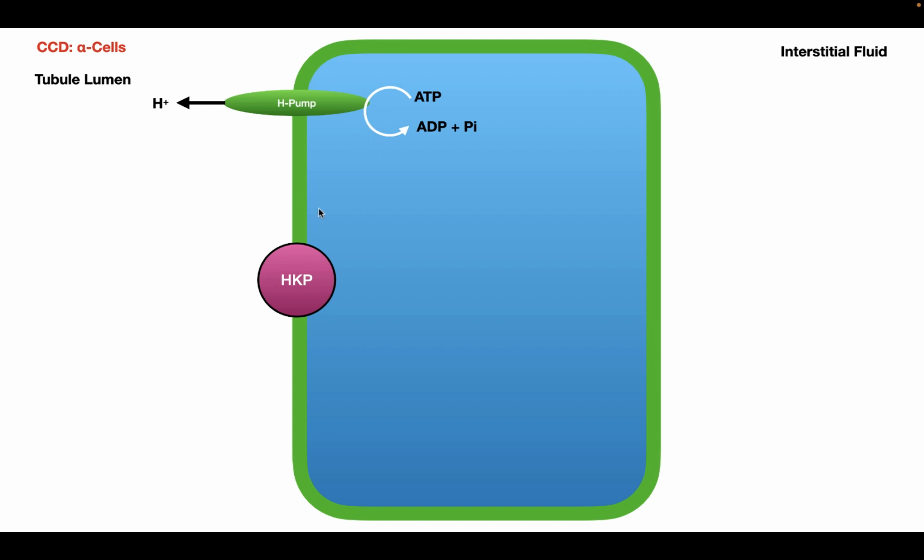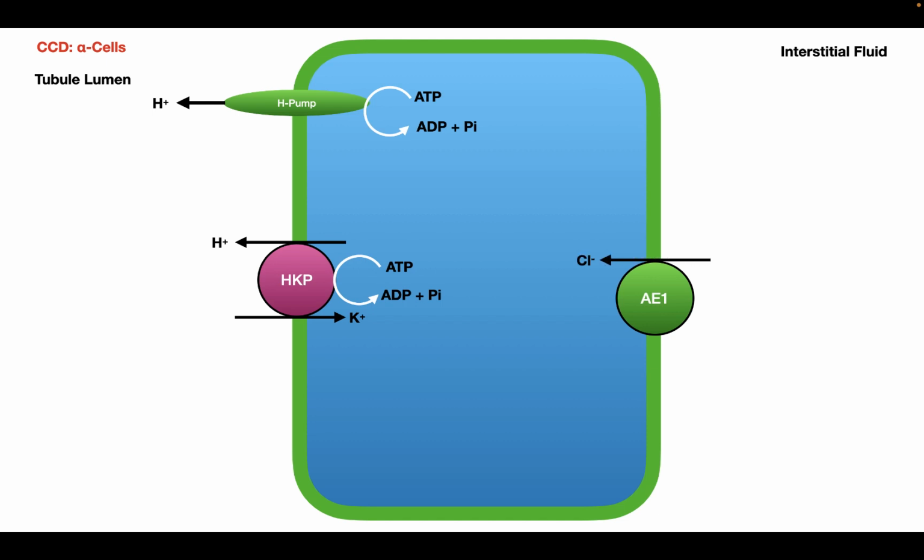So the proton-potassium pump basically exchanges 1 proton for 1 potassium, and it does so by hydrolyzing ATP and using that energy to do this exchange. So this pump basically pumps out 1 proton, and then it pumps in 1 potassium into the cell. Now on the basolateral membrane, we have the anion exchanger. The anion exchanger is going to exchange 1 chloride for 1 bicarbonate.